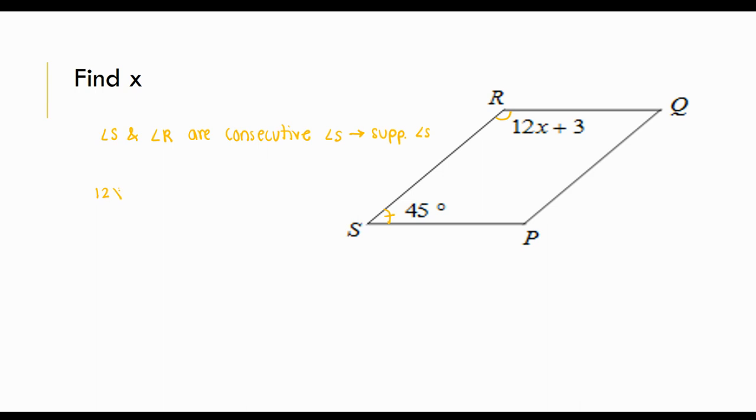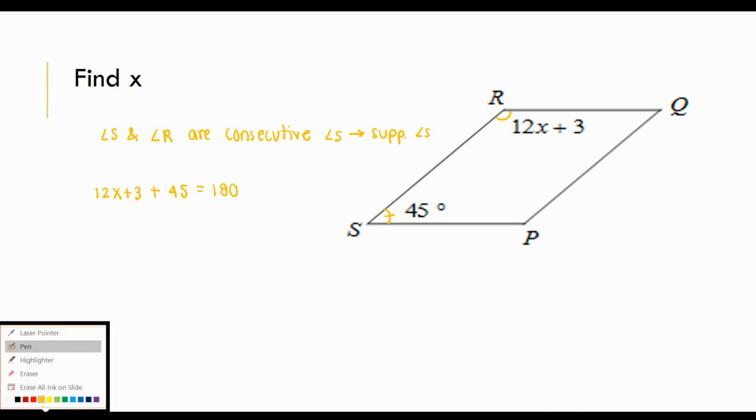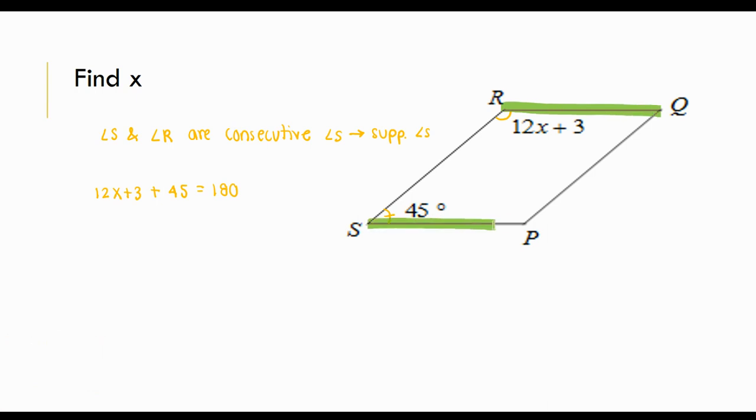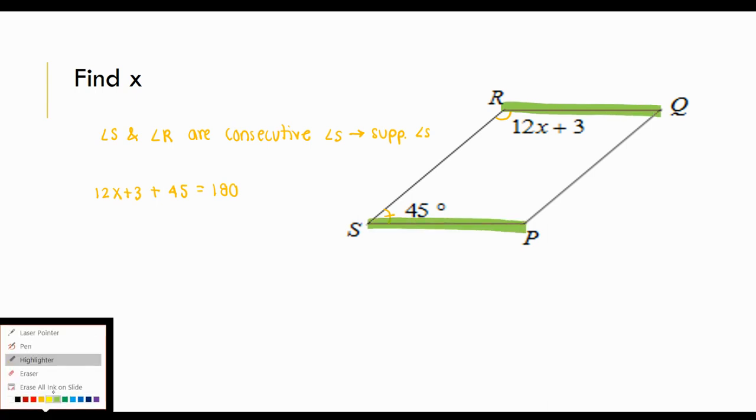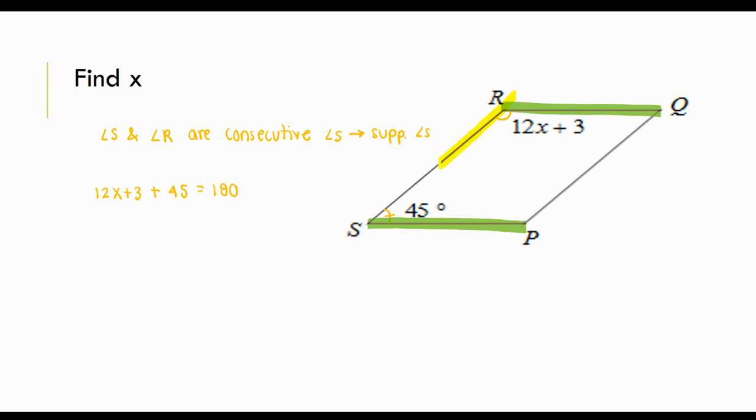So I'm going to take 12x plus 3, I'm going to add 45 onto it, and that has to equal 180 degrees. Let me kind of really quick explain to you why these are supplementary, because notice that these two sides are parallel because of our property that opposite sides are parallel. Technically, if I was to expand that side of RS, I have two angles that are interior, they're same side. Remember, same side interior angles when you're given parallel lines are supplementary. So that's where this is coming from.